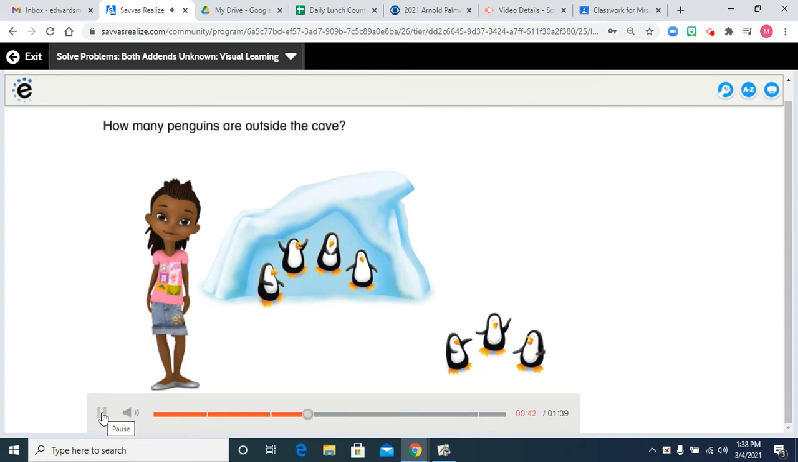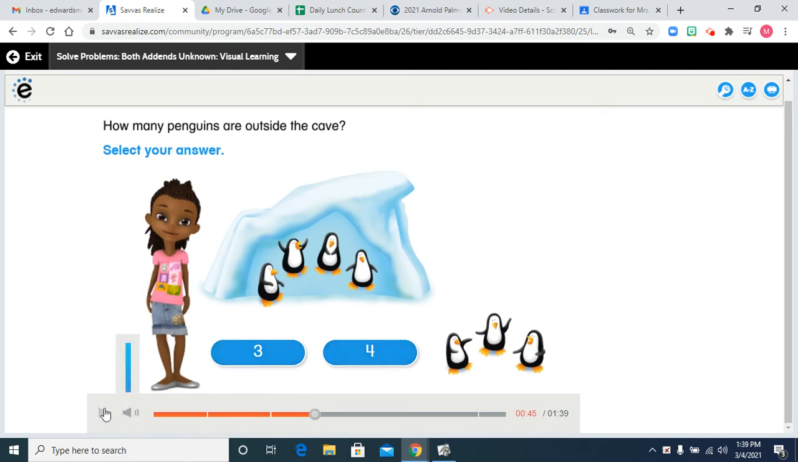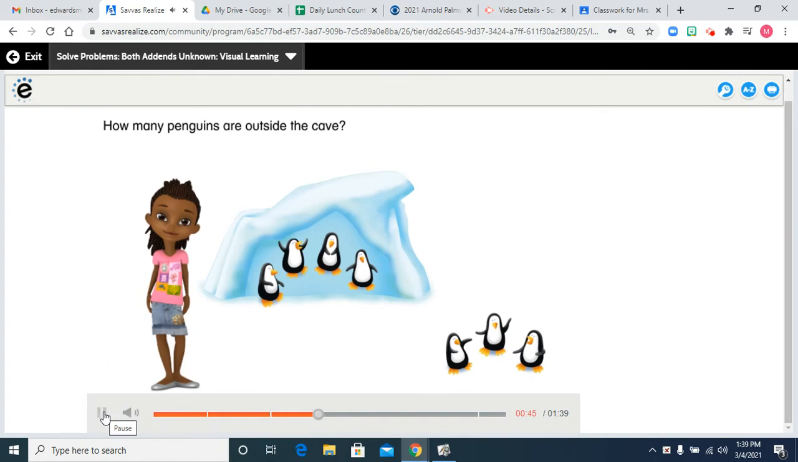How many penguins are outside the cave? Select your answer. Okay, there were 4 inside, so let's count how many there are outside. There are 1, 2, 3 outside. So 3. There are 3 penguins outside the cave.